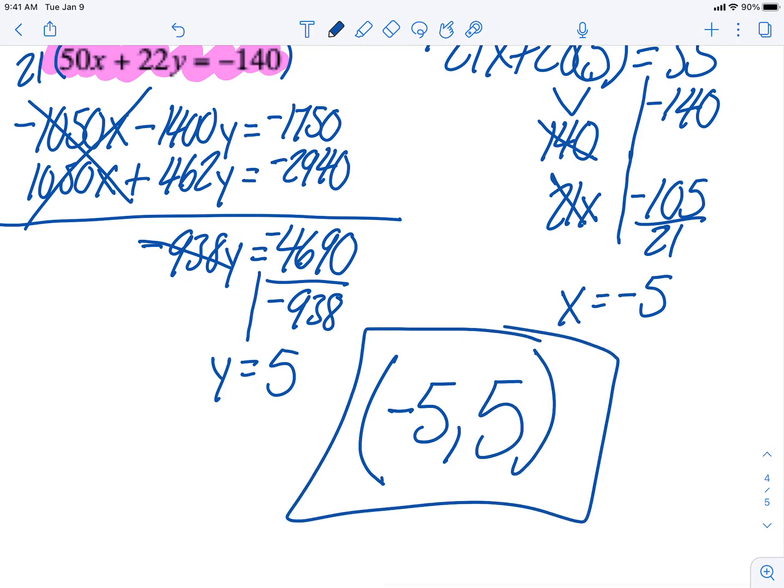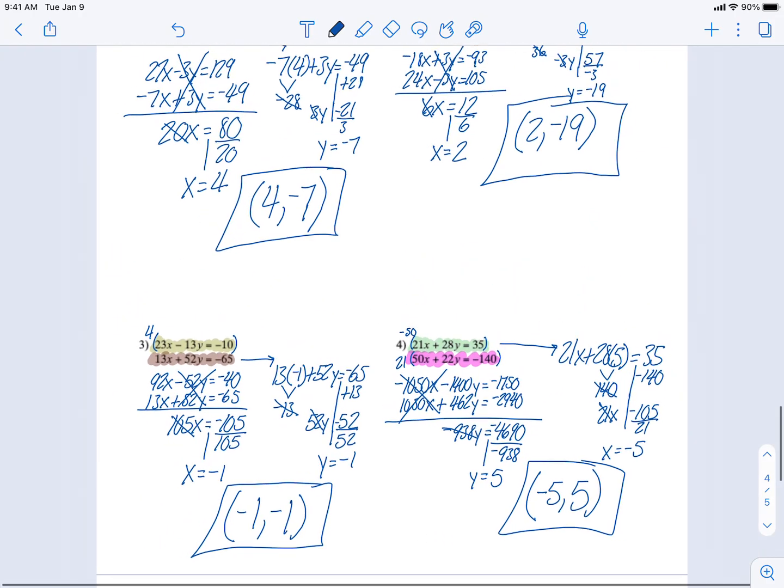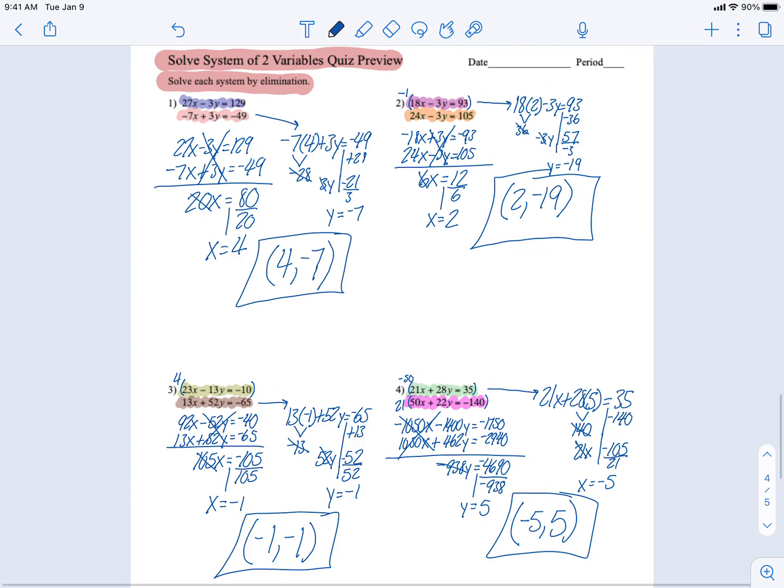And there you go. Look at that. That's perfect. Okay. There you go. Those are the first 4 here. Right? So make sure you have all of that copied down. Now that's elimination.